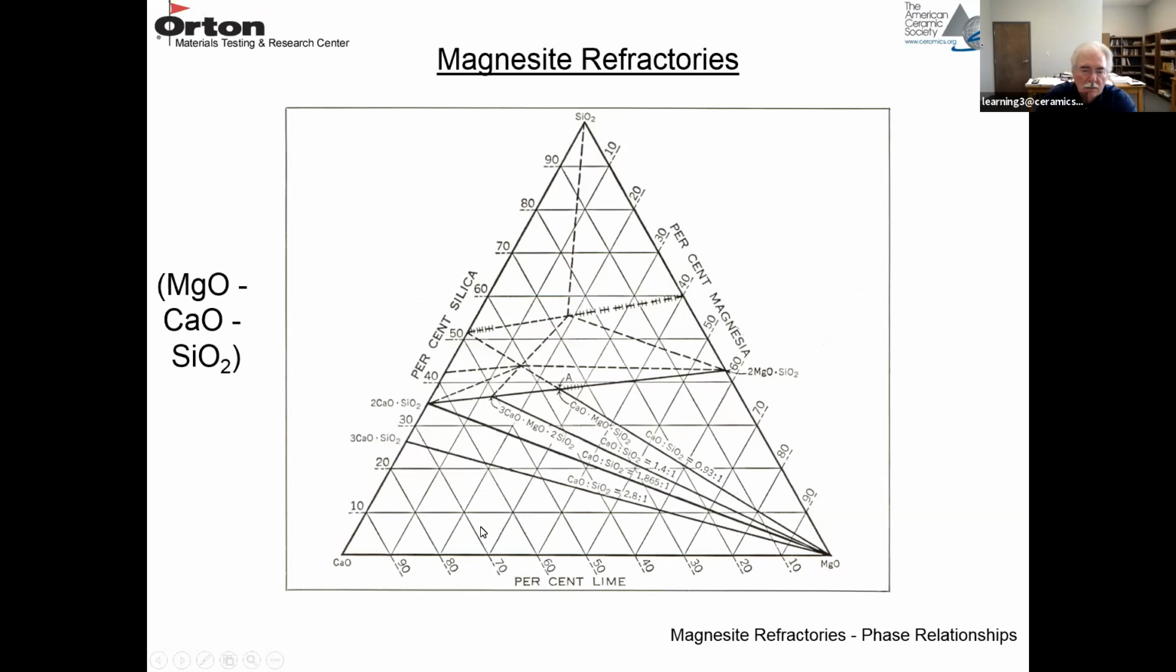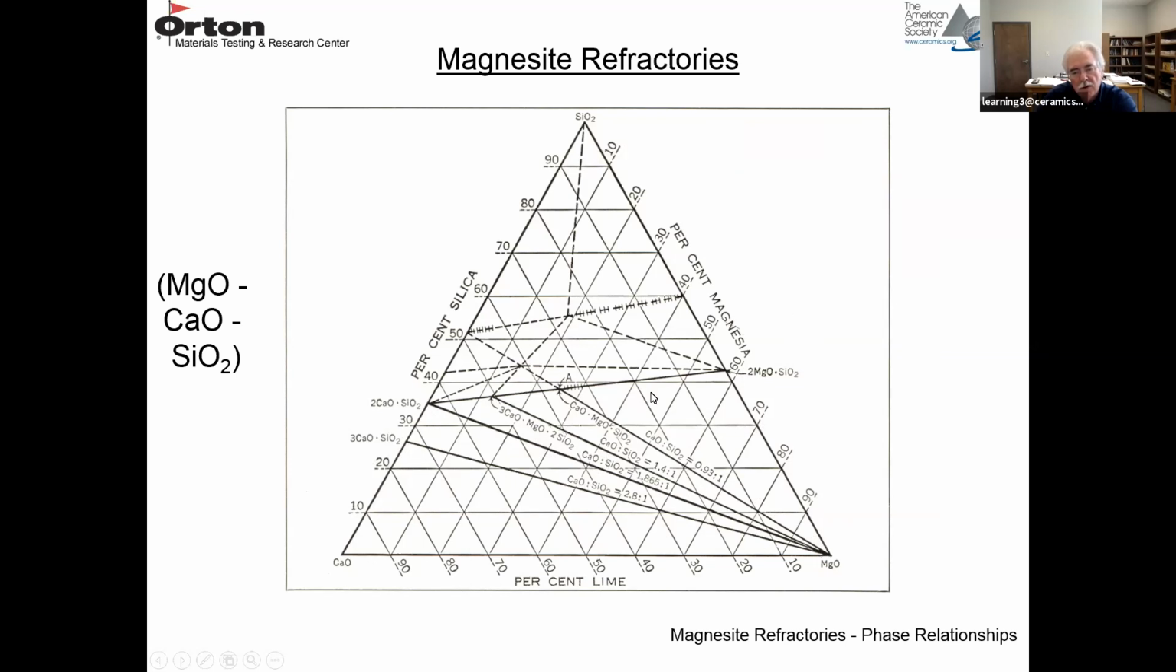To make a simplified version of this diagram, here's CaO, SiO2, and MgO. We're just drawing the tie lines between MgO and the different compounds that we just mentioned. So this is MgO, tricalcium silicate, MgO, dicalcium silicate, MgO, merwinite, MgO, monticellite, and MgO, forsterite. So the chemical compositions are right here. And then right here is the ratio 1.86 to 1 along this tie line.